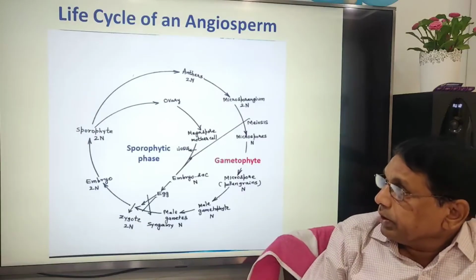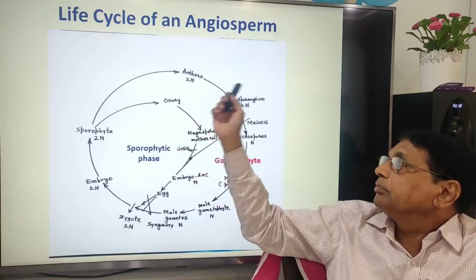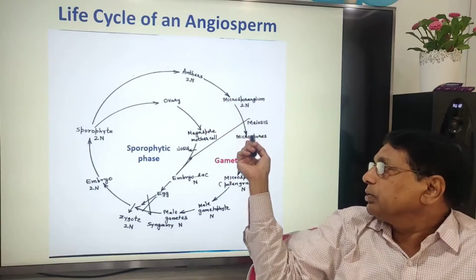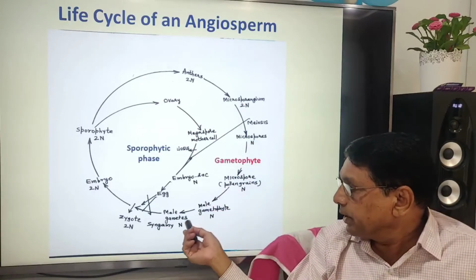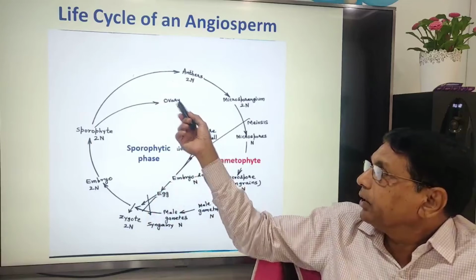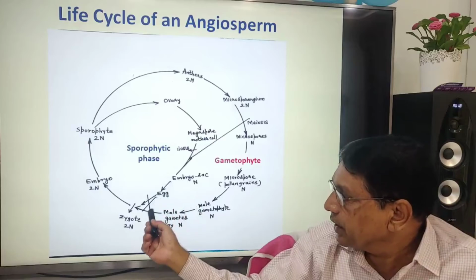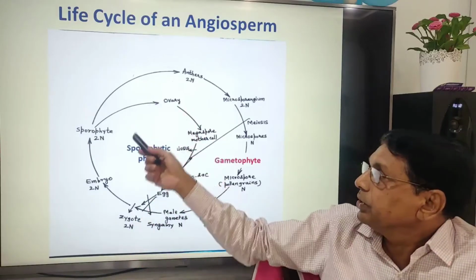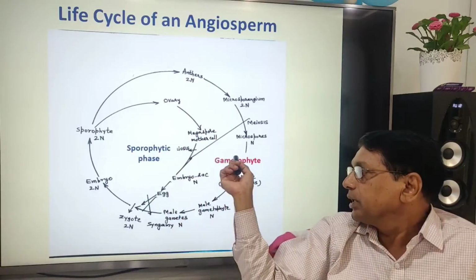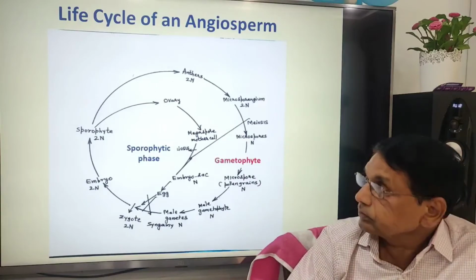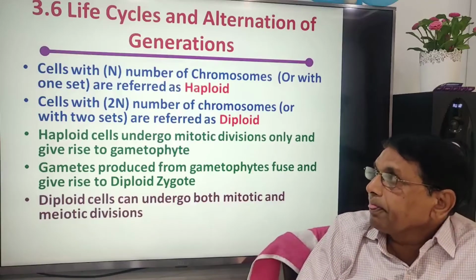The same is shown here: sporophyte plant, anthers, ovary, anthers, microsporangium, microspores, gametophyte, microspore, pollen grains, male gametophyte, male gametes, and here ovary, megaspore mother cells, meiosis, embryo sac, egg, fertilization, zygote. So up to this is the haploid phase, this is the diploid phase, sporophytic phase, gametophytic phase. Life cycles and alternation of generations.